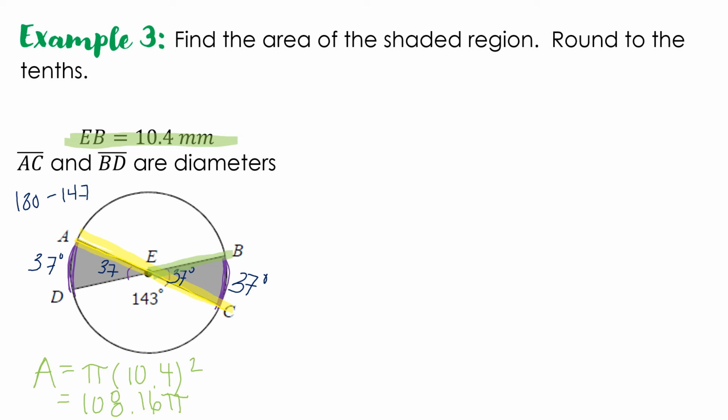So now we're going to go ahead and set up our proportion. We don't know the area of the sector. We do know the area of the entire circle is 108.16 pi. To get the measure of the central angle, or the arc degree measure, I'm going to combine those two arcs together. So 37 and 37, which is 74, and then over 360. The other thing you could do is just use 37 and then at the end double your answer since there are two sectors of the same size. But I'm just going to go ahead and do the total degree measure.